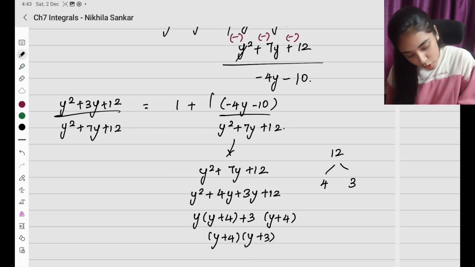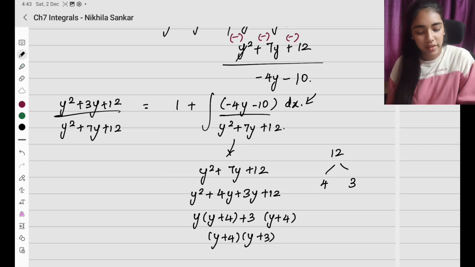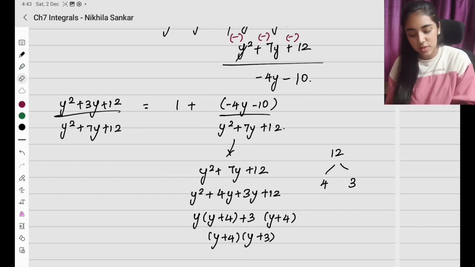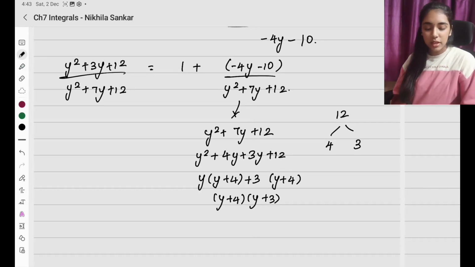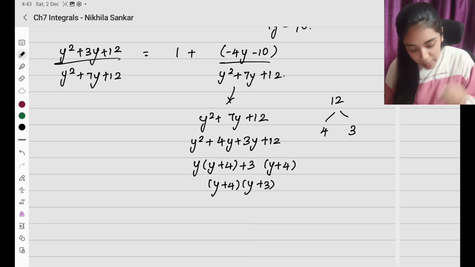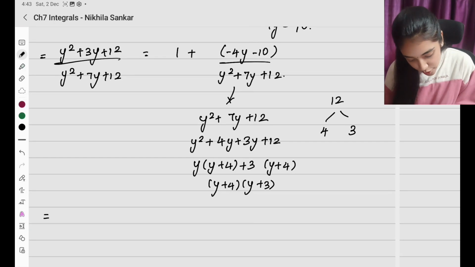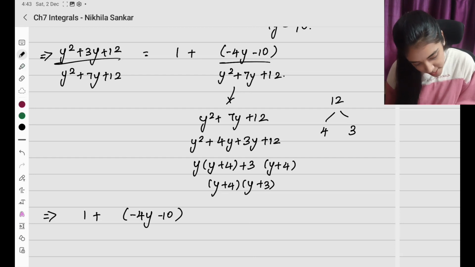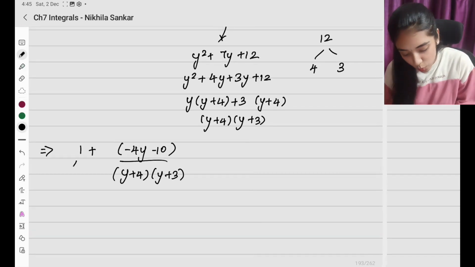I am not yet taking the integral because my variable of integration is still x. I have not changed the variable of integration. That's why I am first using splitting the middle term to find what the denominator is. Now what will change? This is going to look something like this: the integral of 1 plus (minus 4y minus 10) divided by (y plus 4 times y plus 3). So the integral of 1 dx we can do easily.